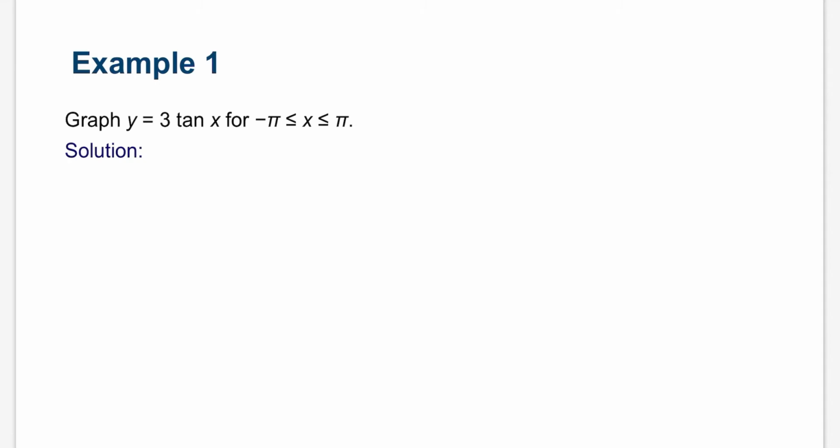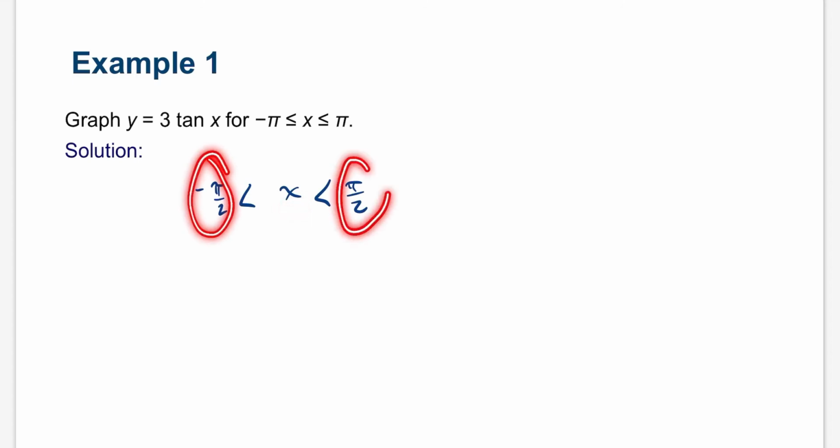Well, we know that tangent has asymptotes at negative pi over 2 and positive pi over 2. So what you always want to do with tangent functions is always place the argument between these two values, negative pi over 2 and positive pi over 2. So the argument in this case is x, right? So that is basically it. Sometimes we need to solve for x. In this case, it's already solved for us. So this tells you where the two asymptotes should go.